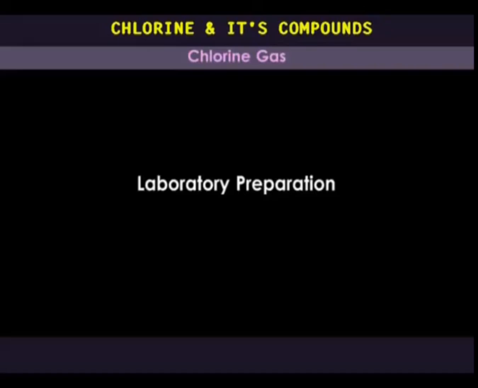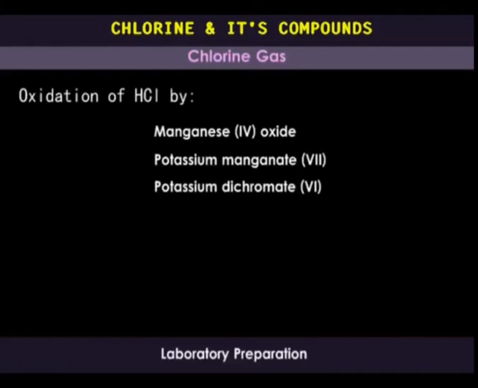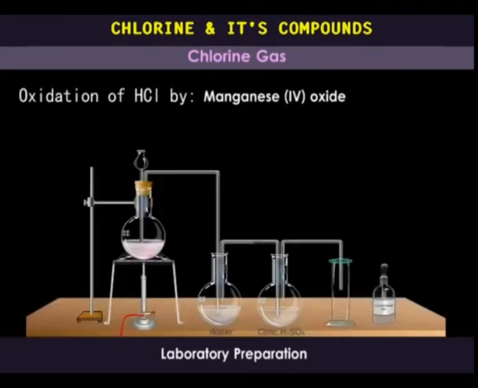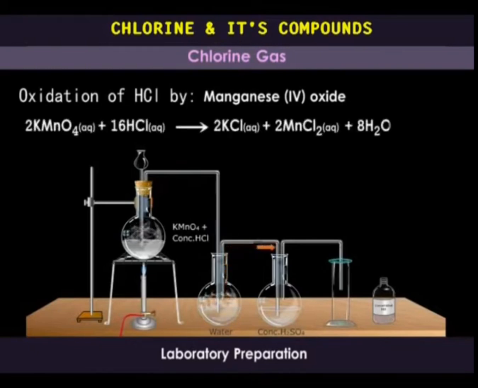In the laboratory, chlorine gas is prepared by the oxidation of concentrated hydrochloric acid by oxidizing agents such as manganese(IV) oxide, potassium manganate(VII), and potassium dichromate(VII). We add a few drops of concentrated hydrochloric acid to the potassium manganate(VII) solution. A redox reaction takes place, liberating chlorine gas.